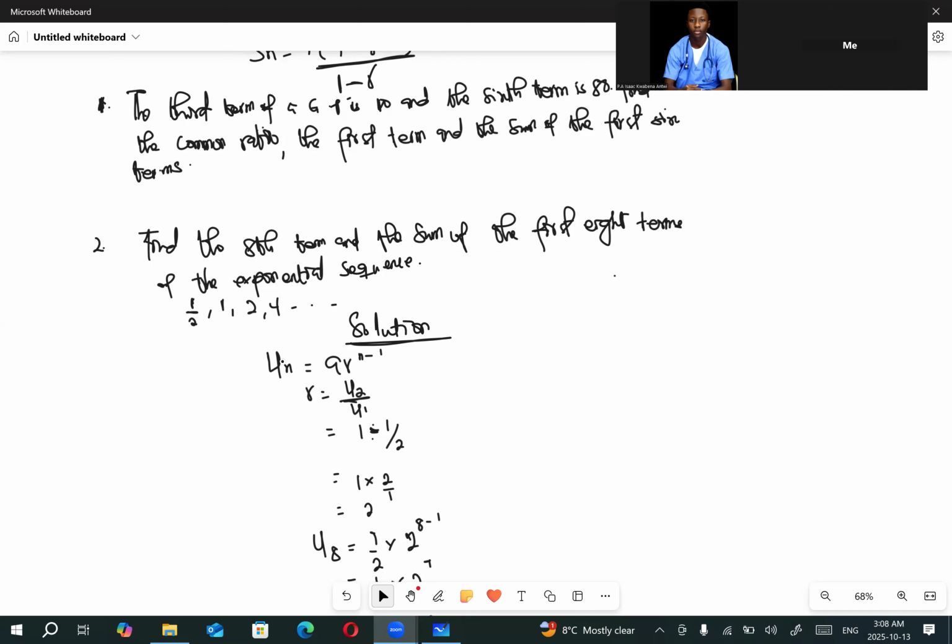Yeah, it's 2. And then what's the first term? 5 over 2, or 2.5. Yeah. And then what's the sum of the first 6 terms? 157.5.